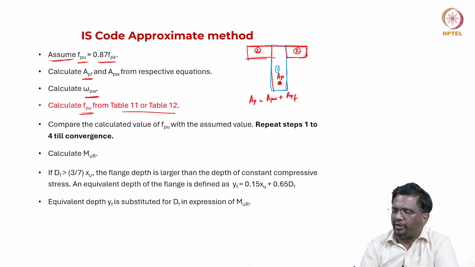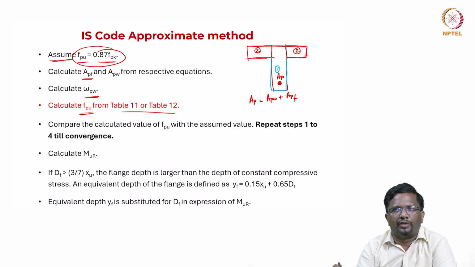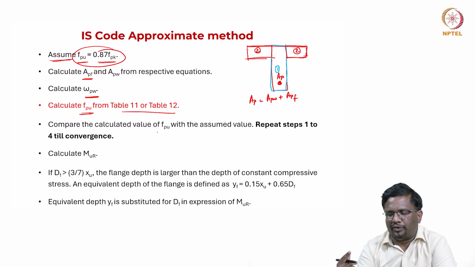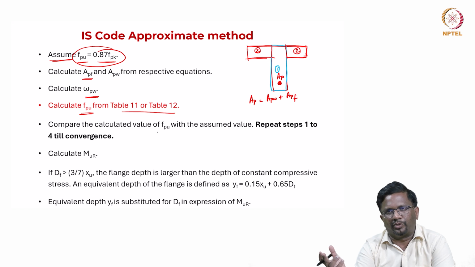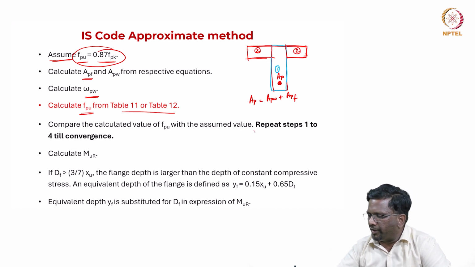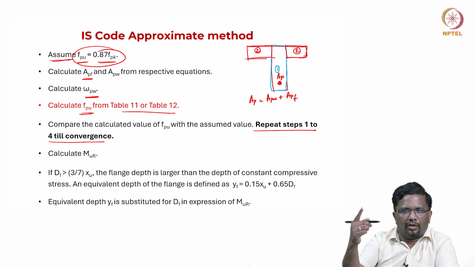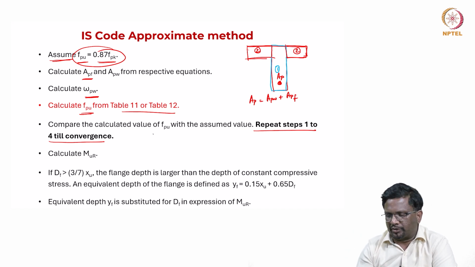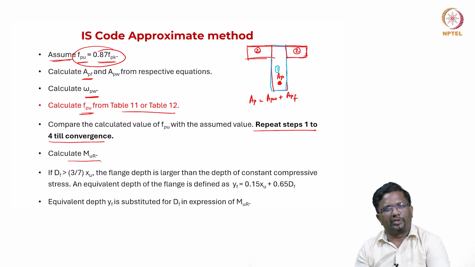Now, what we are doing is we get your FPU and you compare it with whatever you have assumed. So, in the first iteration we have assumed 0.87 FPK, right. In a way, what we are doing is instead of assuming XU, we are assuming FPU, which is an indirect way of taking different values of your neutral axis depth, that is all. So, we have to repeat these steps 1 to 4 until the stress that you are getting from the table is close to the previously assumed value. Once you do that, basically you have come up with an equilibrium condition. So, then you can go ahead and calculate the moment resistance.